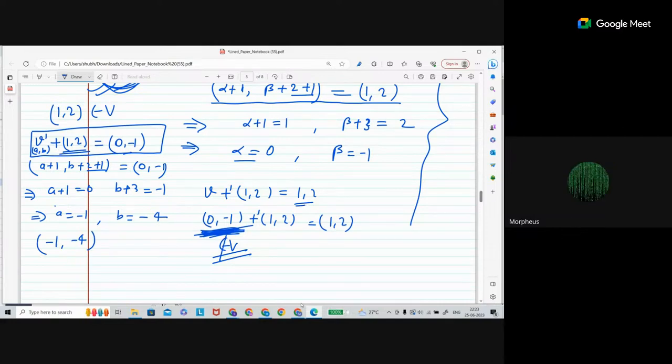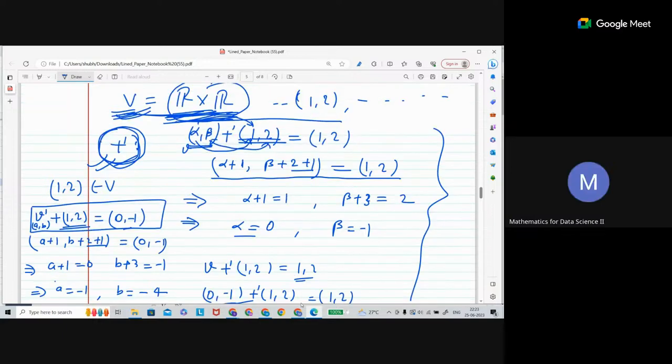Right? Yes. For this vector, we have -1 and -4. I think I'm missing something. Once you add with the 1, -1, 2, what? Correct. Sorry, sir. It's correct, sir. So for this vector, this inverse is there. Okay.